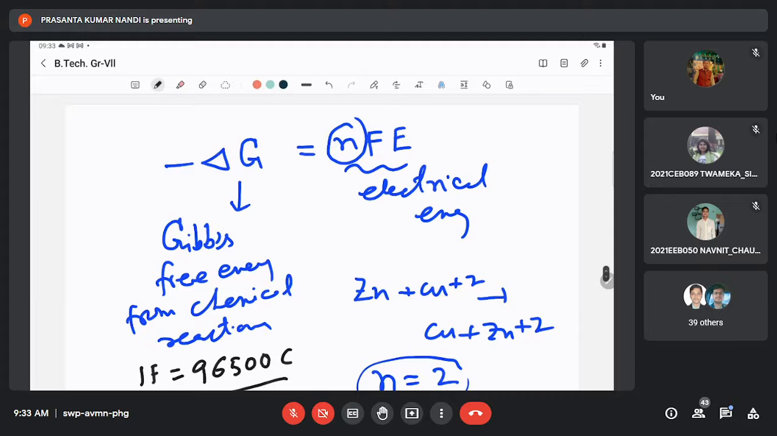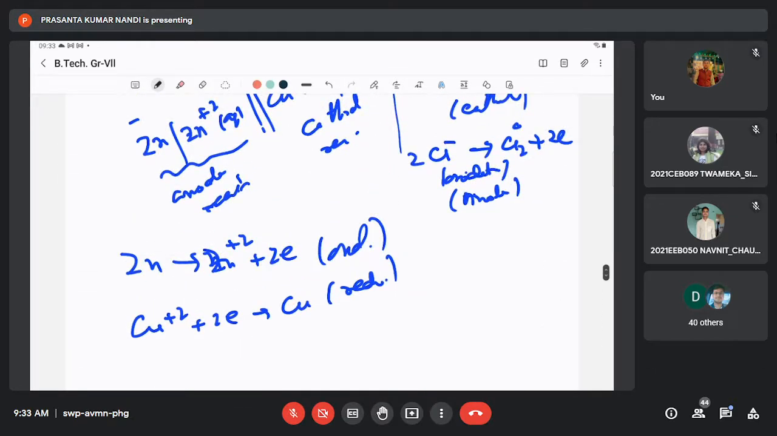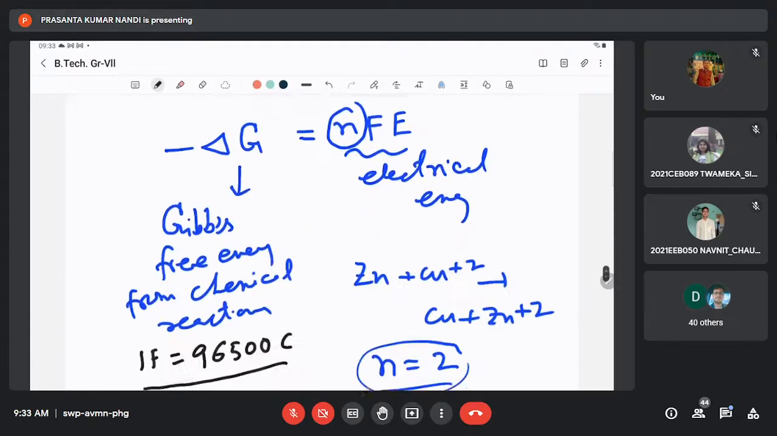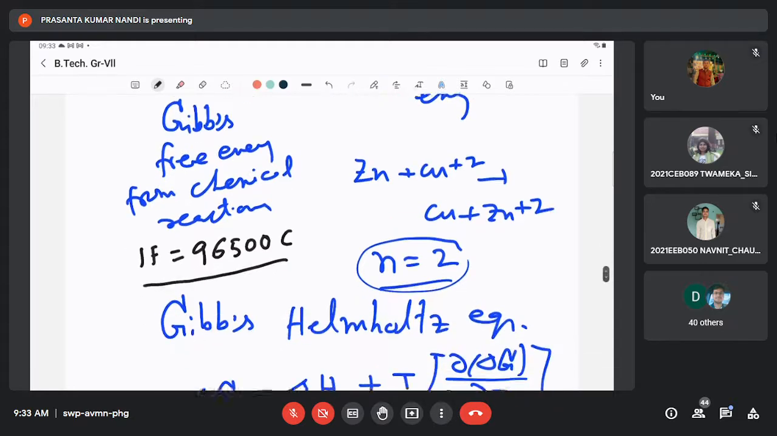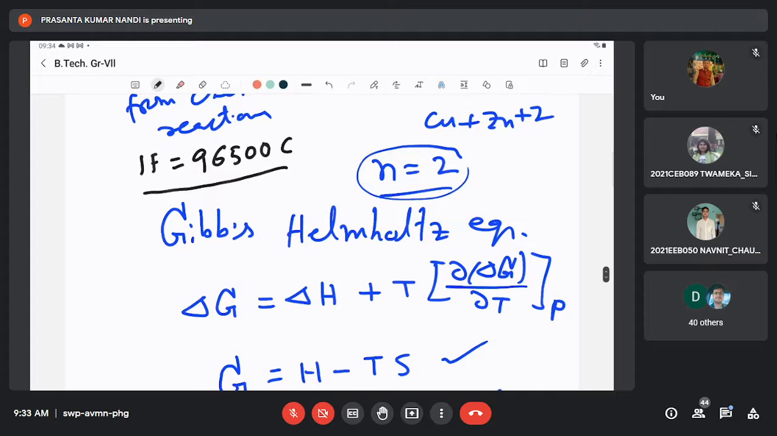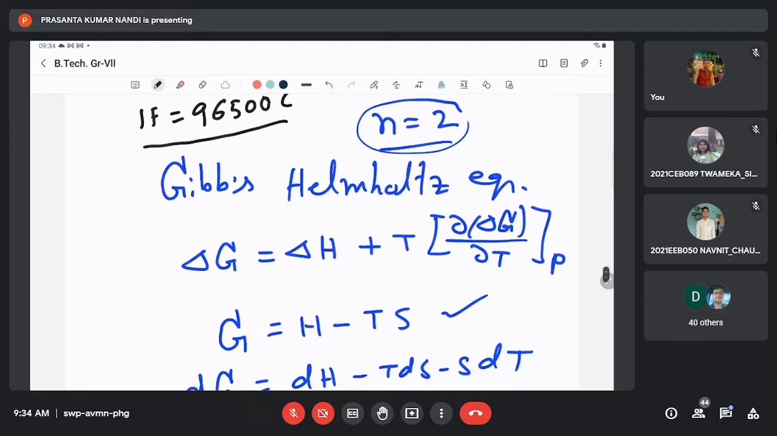And n denotes the number of electrons transferred in a stoichiometric representation. Say, for example, at the copper electrode, in this electrochemical cell, two electrons are produced, so two electrons are exchanged, so n equals 2. Now if we use the Gibbs-Helmholtz equation, then delta G equals delta H plus. Thermodynamically, it can be shown that these quantities are like this.